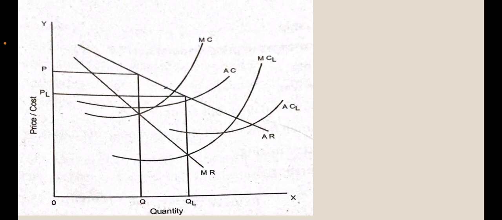The low cost firm sells OQL quantity at OPL price. So what they are doing means they are trying to get the quantity OQL at the price of OPL. Other firms sell OQ quantity at OP price. So the price is higher and they get more profit that way. Hence the other firms would lose the customers to the low cost firm, whose price is lower. So if the quantity is getting high, the price will also get high.